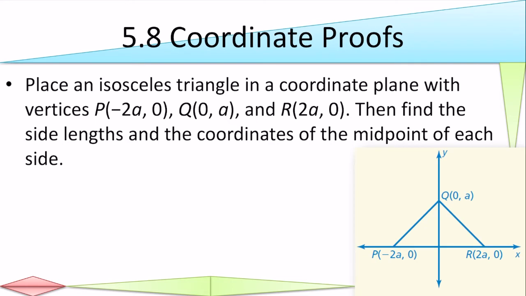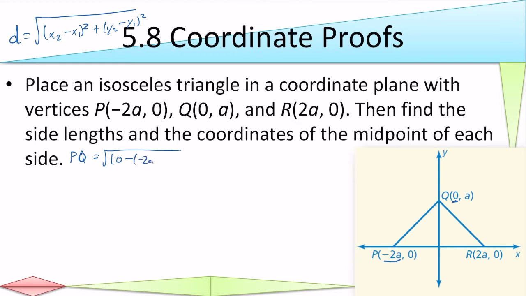And then I want to find the side lengths and the midpoints of each side. So maybe we could start with, how about PQ? Remember the distance formula is the square root of x2 minus x1 squared plus y2 minus y1 squared. So for PQ, that would be x2. Then x1 is negative 2a.